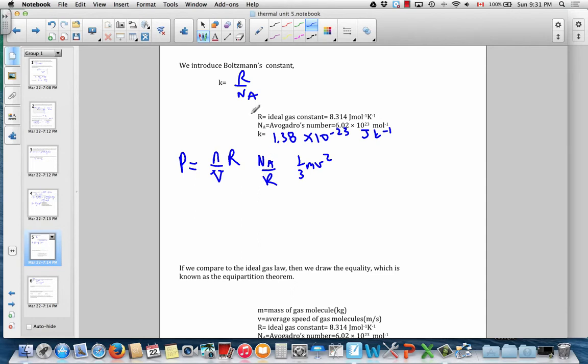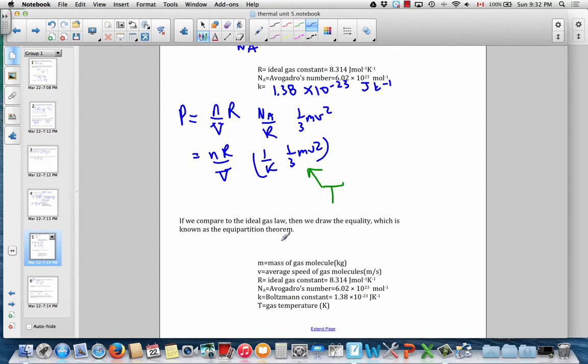Now, this is the reciprocal of Boltzmann's constant times 1/3 mv squared. Well, this must be the temperature, because the ideal gas law is an experimental fact, so pressure has got to end up being nRT over the volume V. So that tells us that this quantity is related to temperature. Well, how could that be? What is that quantity?